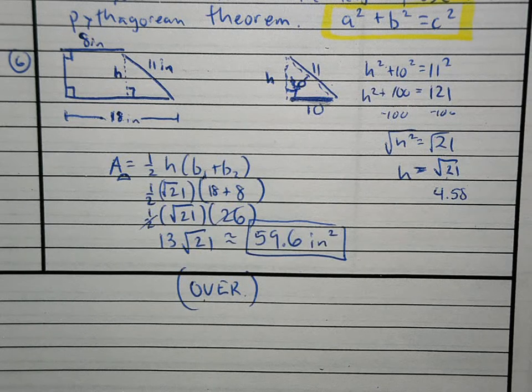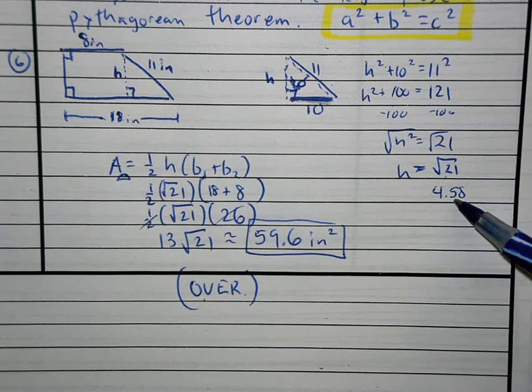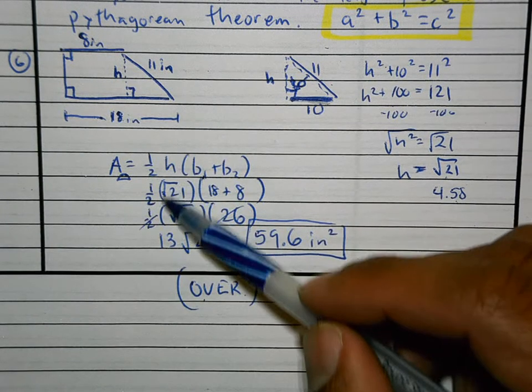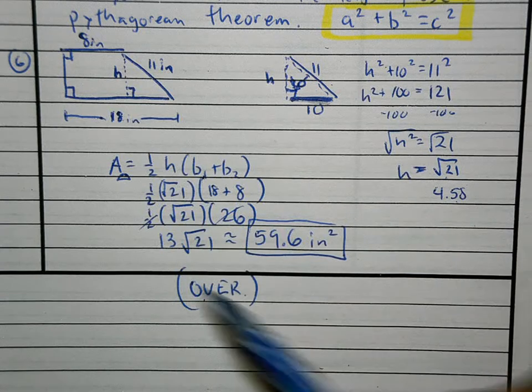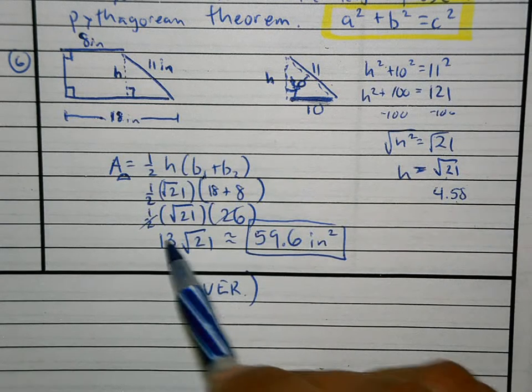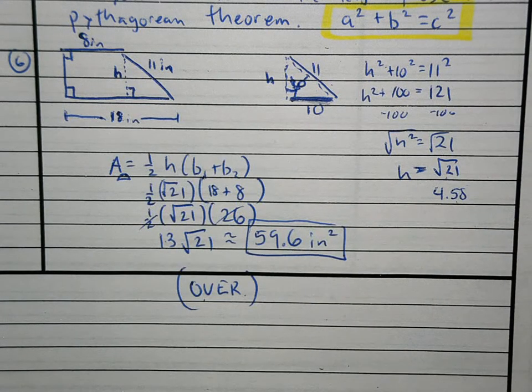So the 4.58, which is the square root of 21, you can plug that in anytime you want to. I just didn't plug it in until right here. 13 times 4.58, which is 59.6.